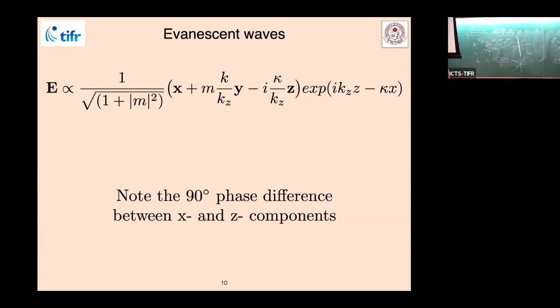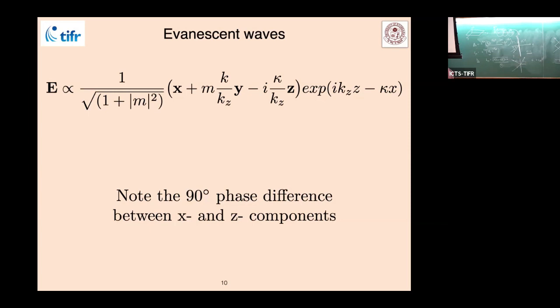The moment the tip of the field vector rotates in the xz plane, it creates a spin in the transverse direction. That's the physical origin of this transverse spin. The main crux of the matter is that there is a 90-degree phase difference between both components in the xz plane, that means in the plane of incidence. This rotation in the plane of incidence leads to the circulation of the tip of the vector in this xz plane. That leads to the genesis of the transverse spin.